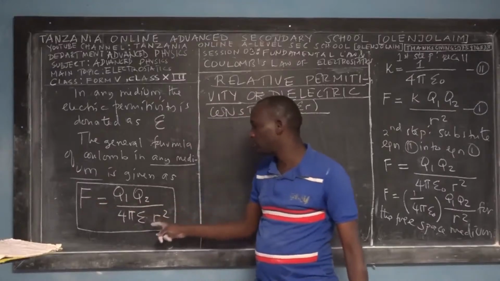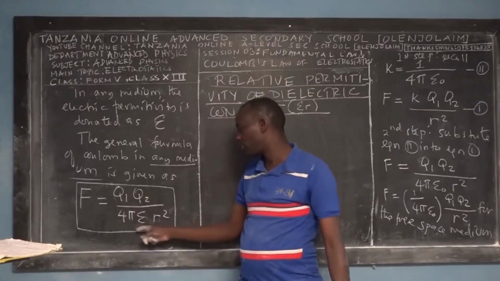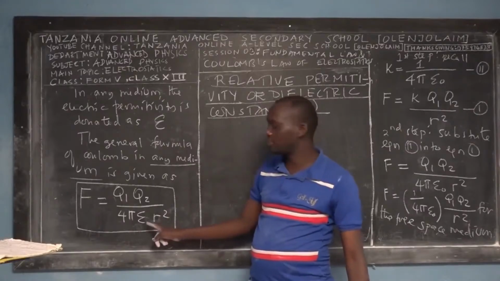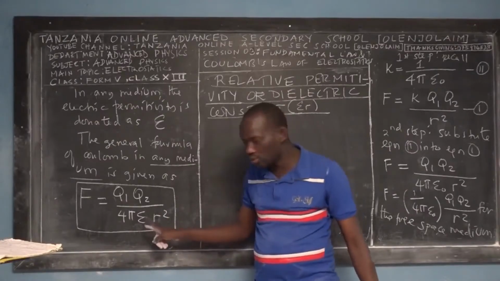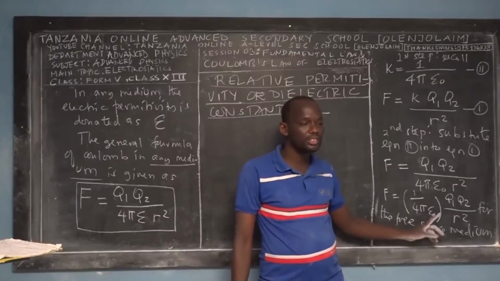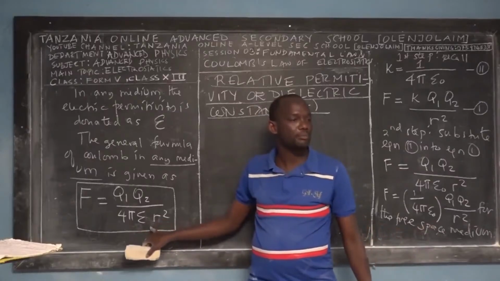The general formula of Coulomb's law in any medium is given as this. So the force is equal to the product of the quantities of charge Q1 and Q2 over 4 pi times the permittivity of the medium times the square of the distance. So this is the permittivity of the medium. Don't confuse this permittivity of the medium with the permittivity of free space. This one is for a specified medium, which is free space. This is for any medium, right?